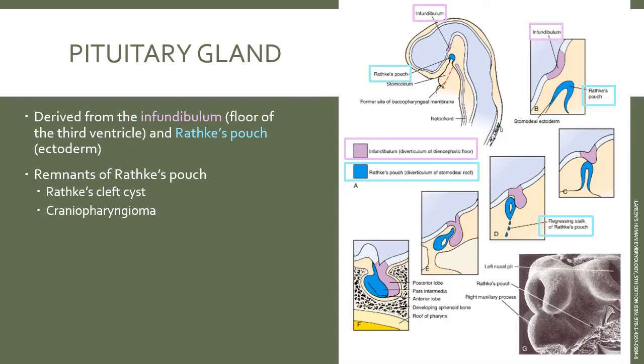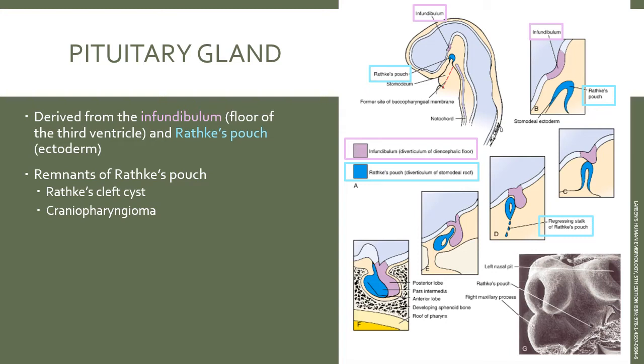The pituitary gland. The pituitary gland is actually derived from two separate structures. The infundibulum, which is the floor of the third ventricle, and then the Rathke's pouch, which is actually an ectodermal derivative. It starts out sort of near the mouth and then migrates up towards the infundibulum, and then they merge together to form the pituitary gland.